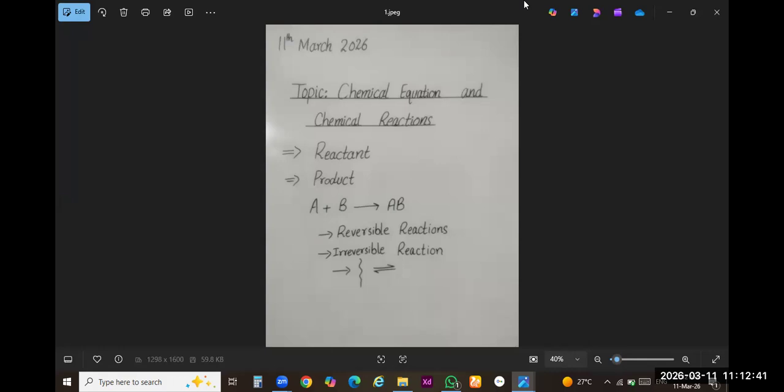Okay. Today we will discuss the topic chemical equation and chemical reaction. Basically, we have to cover the topic of reversible and irreversible reaction, the basic difference between reversible and irreversible reaction. But before starting this topic, you should know about the basic knowledge of chemical equation and chemical reaction, which we have discussed in our last class, right?